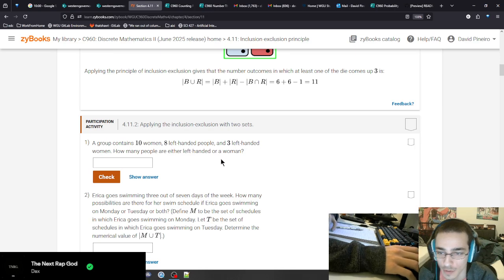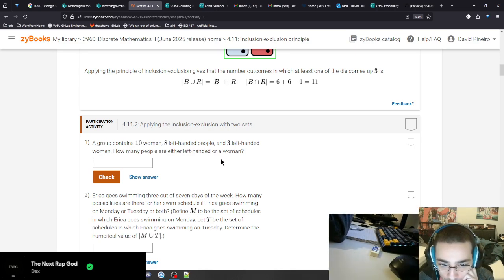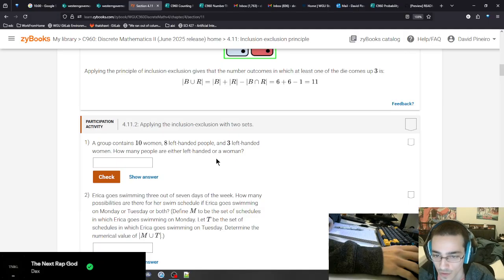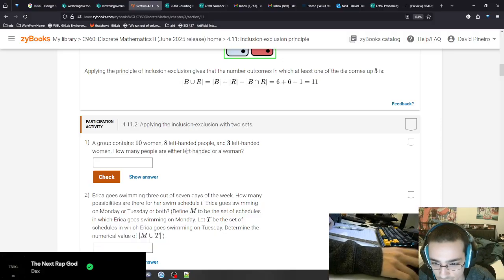Okay. So it says a group contains 10 women, 8 left-handed people, 3 left-handed women. How many people are either left-handed or a woman? So they have to be one or the other, right? Is that what that means? Isn't that 10? Wait a minute. So wait. There's 10 women.